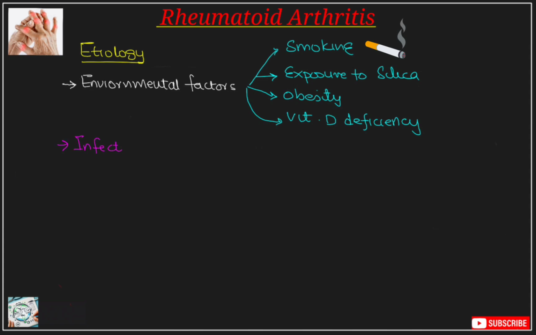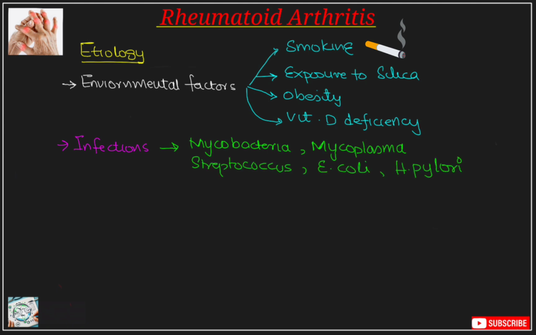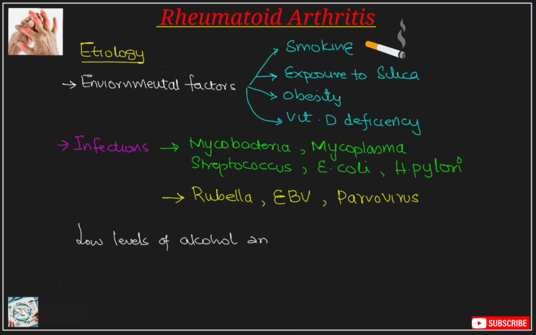Infectious triggers are also suspected to contribute to the disease onset. Bacterial infections, including those caused by mycobacteria, mycoplasma, streptococcus, E. coli, and Helicobacter pylori, have been implicated. Viral infections such as rubella, Epstein-Barr virus, and parvovirus have also been associated with RA development. Interestingly, some evidence suggests that low levels of alcohol consumption and the use of estrogen-containing oral contraceptives may have a protective effect against RA, though the exact mechanisms remain unclear.